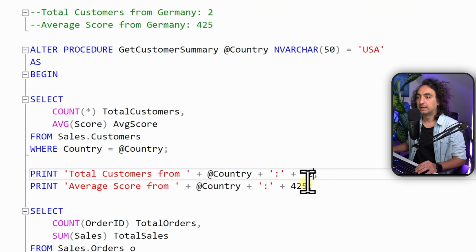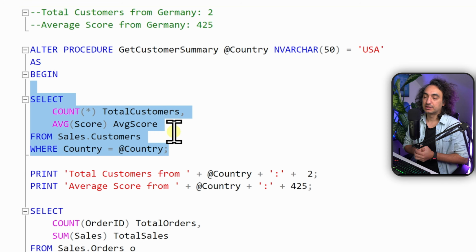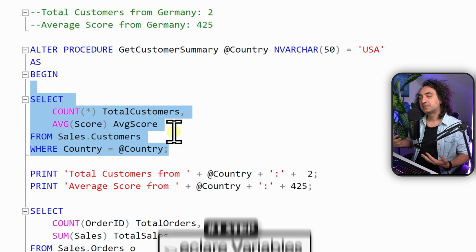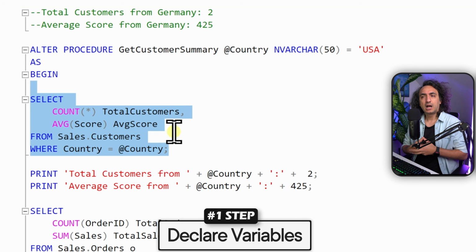We have here an issue. Those 2 values come from this query, and of course, we cannot use a parameter for that. We have to use the variables now. In order to make variables, we have 3 steps. The first step is that we have to tell SQL about our new variable.